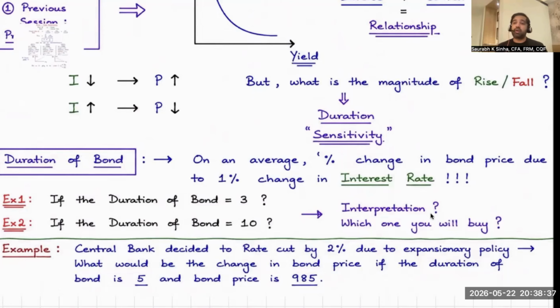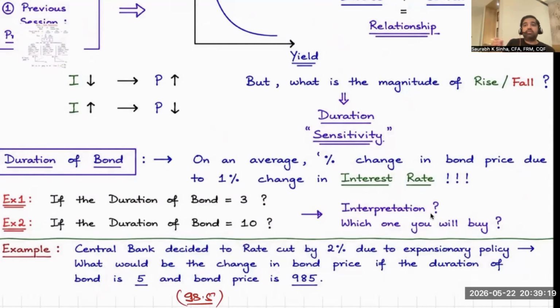The duration of bond is what? 5, which means that if interest rate changes by 1%, then the bond price will change on an average by 5% in opposite direction. And here the interest rate is falling by what? 2%. Duration is 5, interest rate is going to change by 2%. So the bond price will rise by approximately 2 into 5, that is 10%. 10% of what? The existing bond price, which is 985. So it would be 98.5. So the answer to the first question is 98.5.